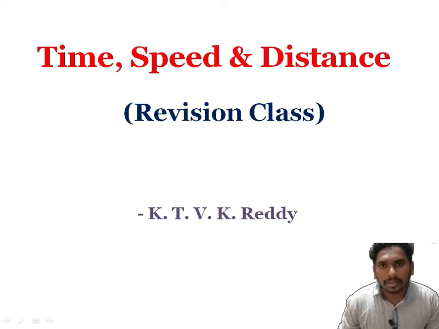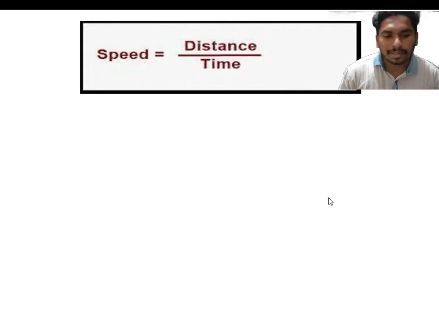As we have been discussing various topics in time and distance, today we'll have a revision class combining all those topics and all those formulas that we have discussed so far. This is the basic formula: speed is equal to distance by time. We denote speed with v, so v = d/t.